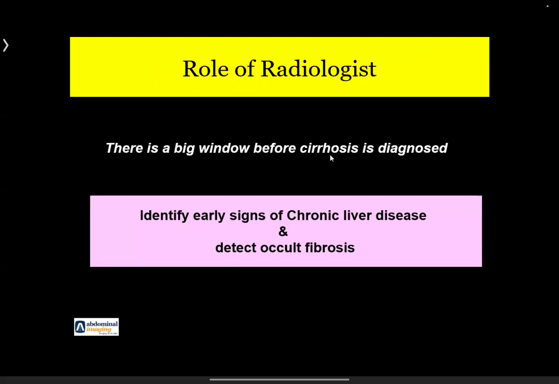Now that we have identified fat and done quantification based on the imaging we are using, there is a big window before cirrhosis is diagnosed. That is almost 10 to 20 years. So in the initial stages, it will not have the classical features. We have to detect the early signs of chronic liver disease, and we should also detect cirrhosis.